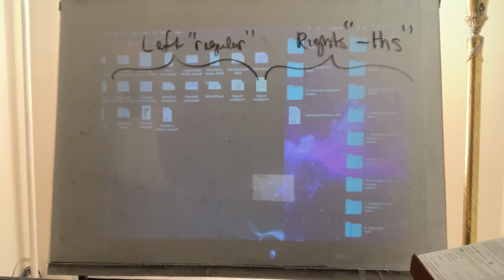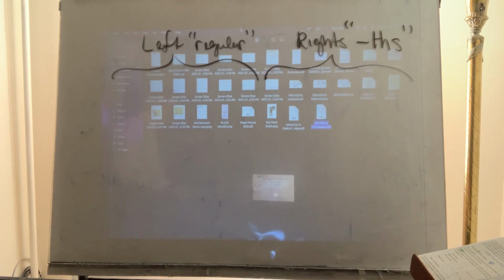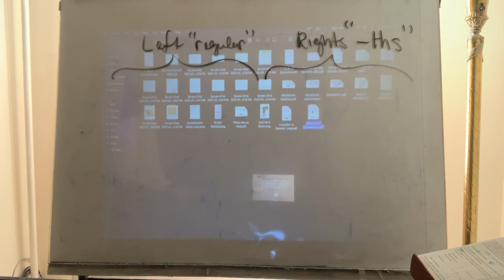There's one thing I find annoying about Apple computers, the lack of a taskbar. Yeah.